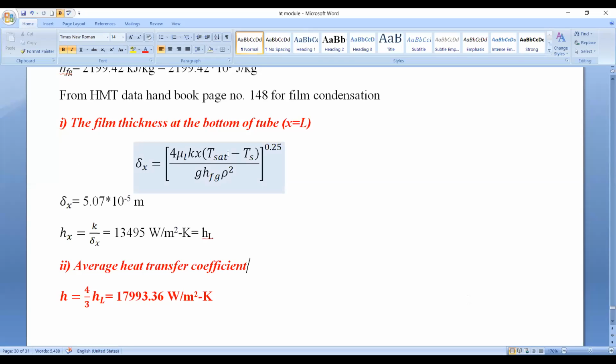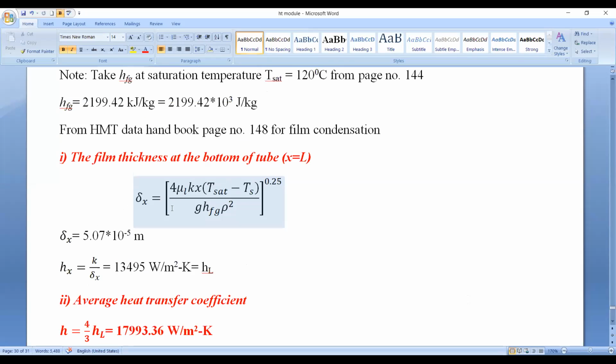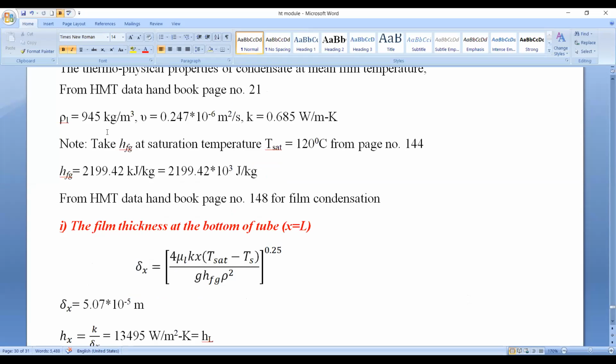Now delta x equals this complete formula you have to copy. Now mu L, as I said in the last lecture, is nothing but absolute viscosity. It is a product of density and kinematic viscosity. Just multiply these two and you will get the value of mu L. k, you know, is thermal conductivity. x is a distance from the top.